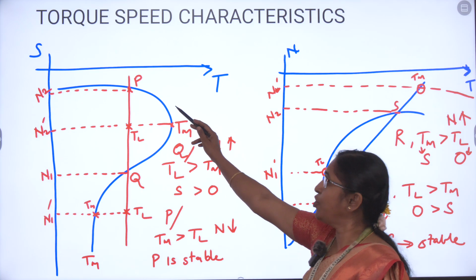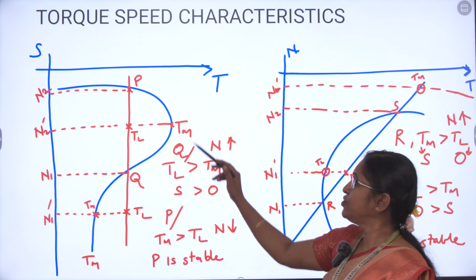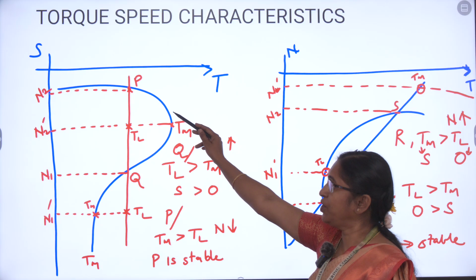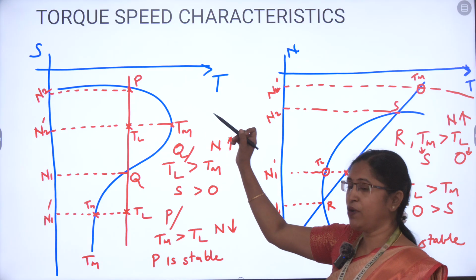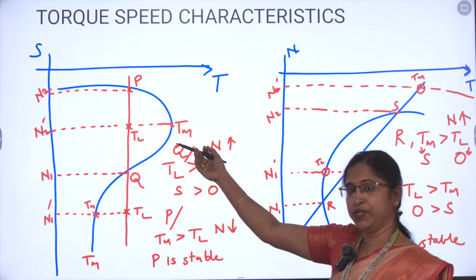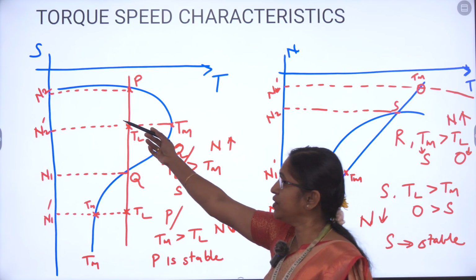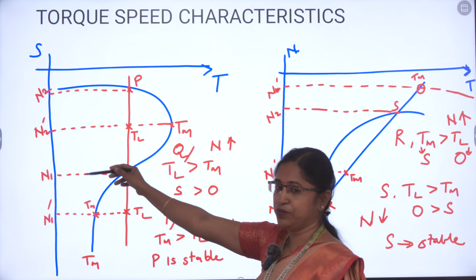But when you take the point P, again P is a steady point. Let us assume N2 is the speed with respect to the point P. Now again I am going to give a disturbance in the speed, such that I decrease the speed to N2 dash.